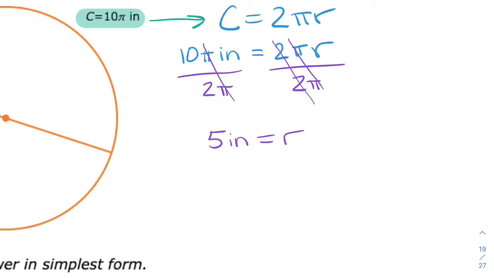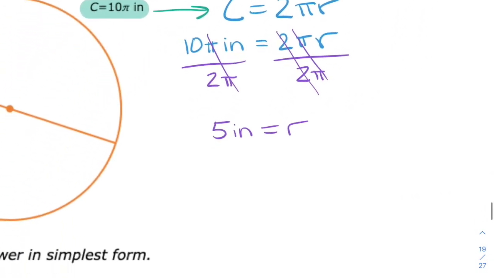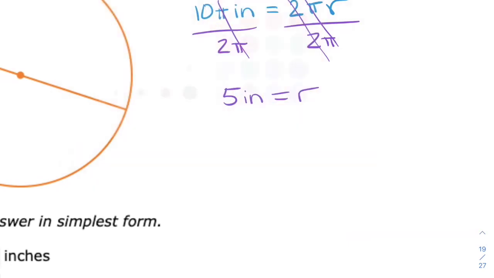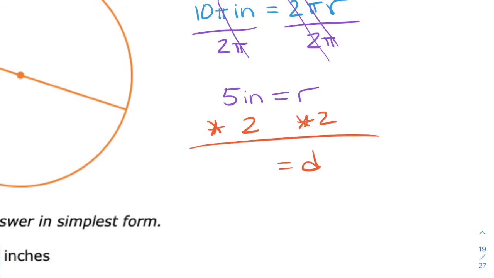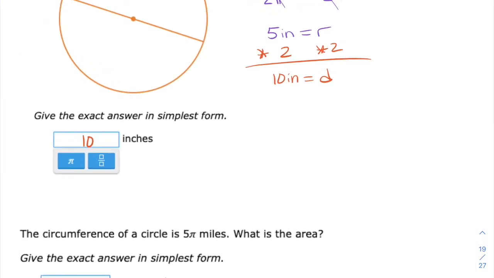So the radius is 5 inches, and we want to solve for the diameter. Well, the only other step we have to do is multiply both sides by 2, because remember, 2 radiuses is 1 diameter. So it's really 2r, but 2r is 1 diameter. So we're going to double it, and we get 10 inches. That's it.